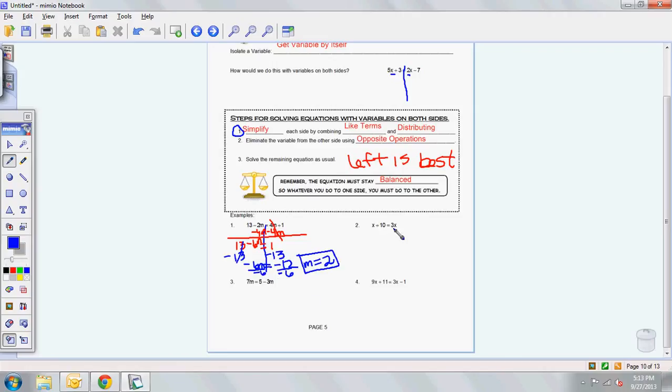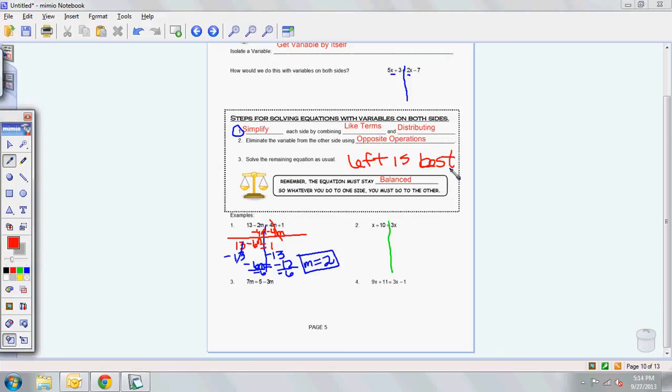So let's look at this one. It looks a tad different, and it's actually a little bit easier. So we're going to separate our sides just like before. Looks like we have an x on both sides this time. So the first step is going to be to get these x's to one side.